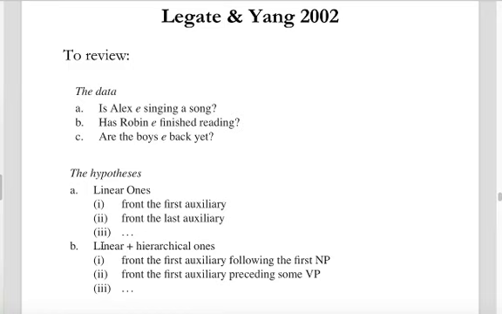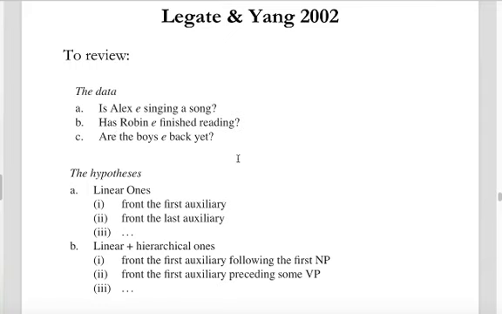You could get linear and hierarchical ones that mix hierarchical syntactic structure along with the order of words. So structure dependent plus structure independent ones. Front the first auxiliary following the first noun phrase in the sentence. Front the first auxiliary preceding some kind of verb phrase in the sentence. These are going to be equally wrong, excuse me, as the simple linear ones, but they're also going to involve syntactic structure. There's an almost unlimited number of hypotheses you could state that would explain these kinds of data.